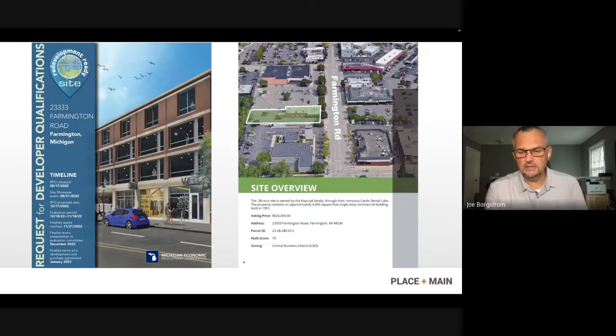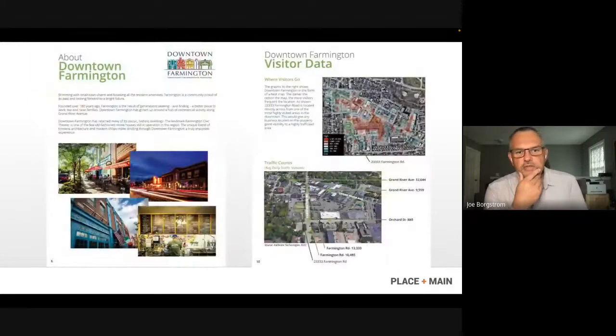But I like this document in particular because I'm going to show you why we give some additional thoughts on it. We include things like, tell us about the environment that it's around. So it's about downtown, in downtown Farmington. So we highlight downtown Farmington.